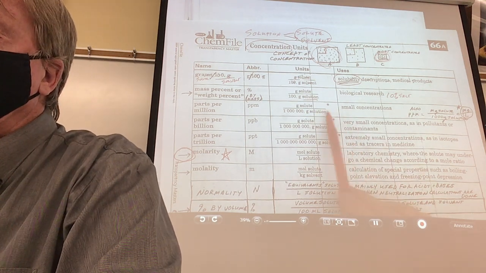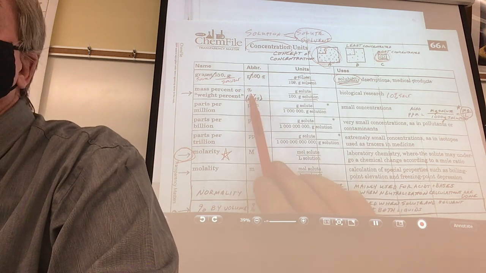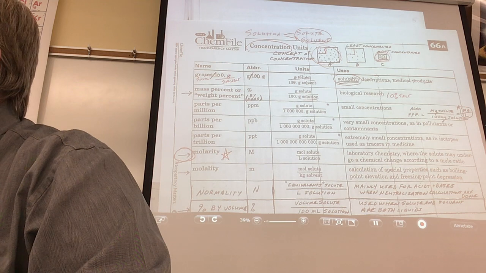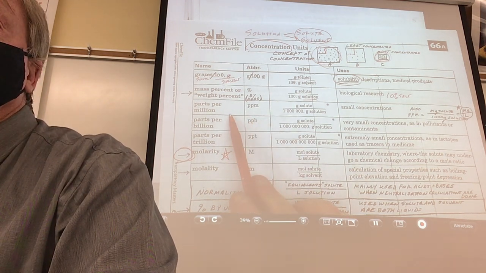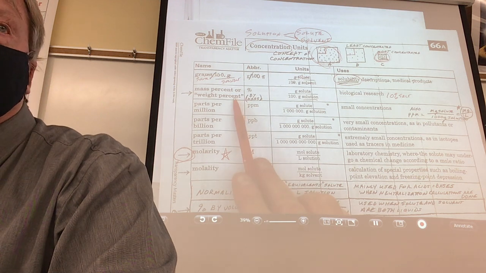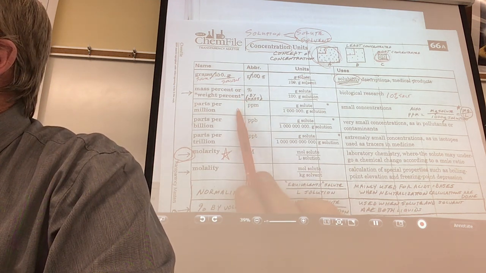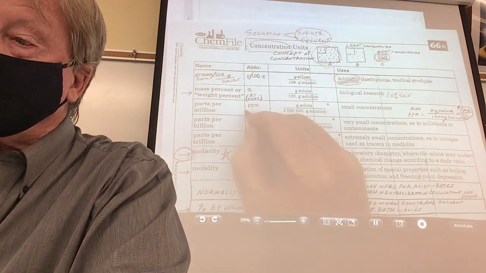Here's another one. This is percent by mass also, except percent. What does percent mean in Latin? I never took Latin, but per 100. And what does this say? This is parts per 100. That's percent. What's this say? Parts per what? Now that is used in science a lot, ppm.